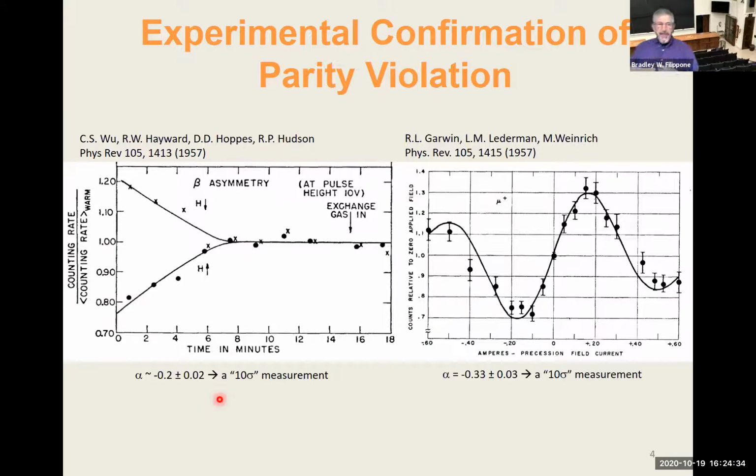The amplitude of that difference is about 0.2 plus or minus 0.02. So that's a 10 standard deviation measurement of an asymmetry. 5 sigma is enough to be a discovery, so they saw 10 sigma.